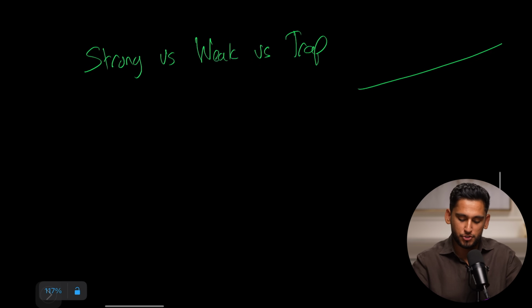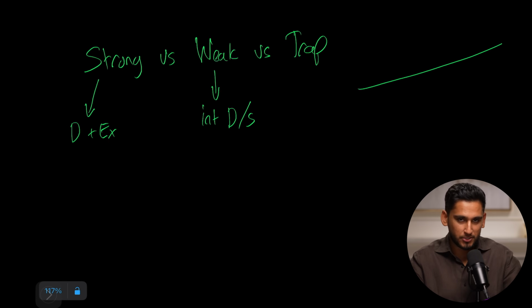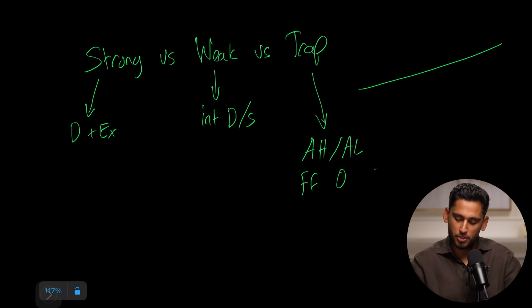I'm just going to show you the strong one is going to be decisional plus extreme. You already know how to do that. The weak one is going to be internal demand and supply. That is no longer with the trend or the structure cycle. And traps are going to be Asia high and Asia low structure, Frankfurt open structure, and then higher high supply structure or lower low demand structure.